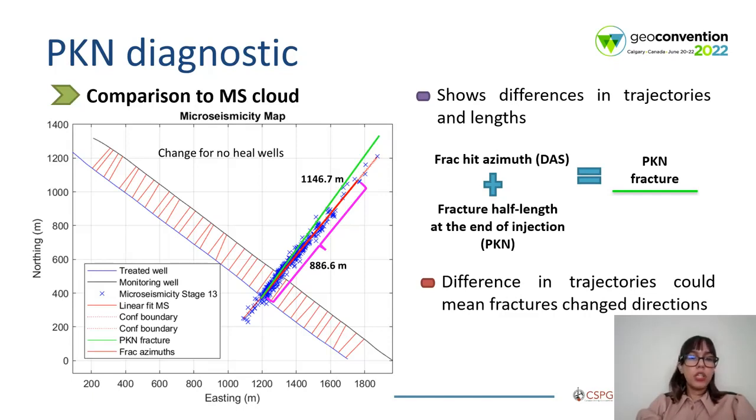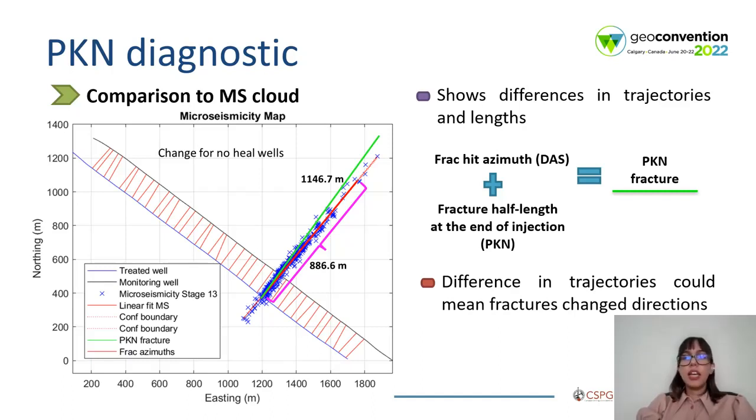Next, we wanted to compare the microseismic cloud with the Perkins results and the frac azimuths obtained from the DAS data. To do this, we took the fracture half length given by the Perkins model and integrated it with the frac azimuths to create the Perkins fracture, which in this case is the green line. We plotted the Perkins fracture in a space with the wells, the microseismic cloud, and its linear regression.